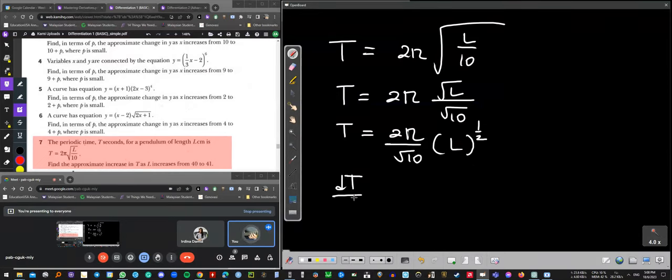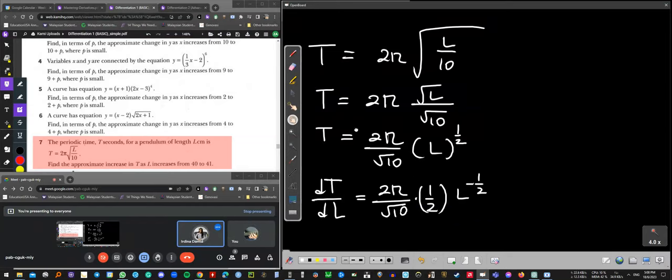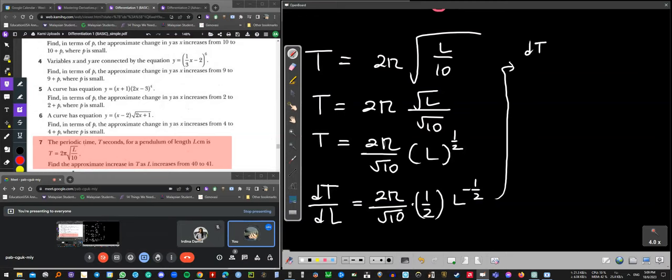So now bila saya nak create dt dl, so jadi apa? Dia akan jadi 2 pi set 10 times by 1 over 2 lepas tu L to the power of negative 1 over 2. So this is the function. Now as I was saying, you akan rasa susah sangat kalau you punya power tu negatif. So kita akan cantikkan untuk jadi dt dl equivalent to yang mana boleh cancel, kita cancel lah. So 2 dengan 2 cancel. So kita ada pi over set 10 times by 1 over set L. Okay, ni dah cantik ni.